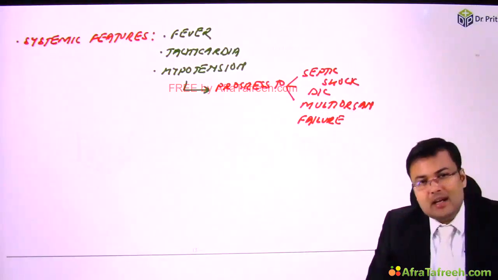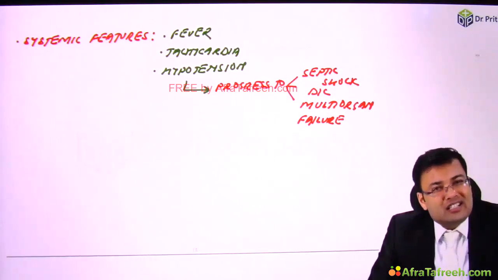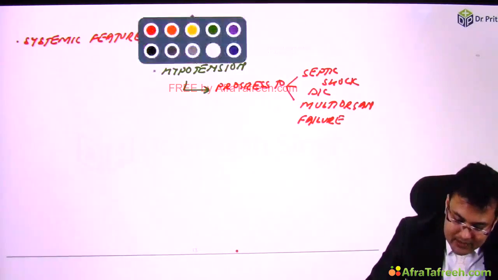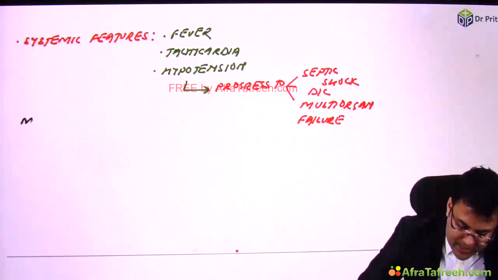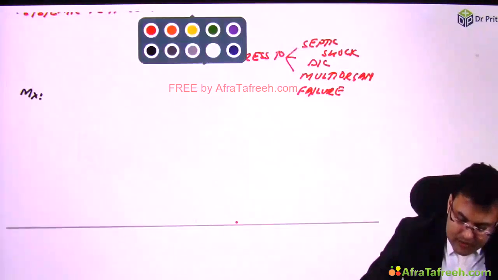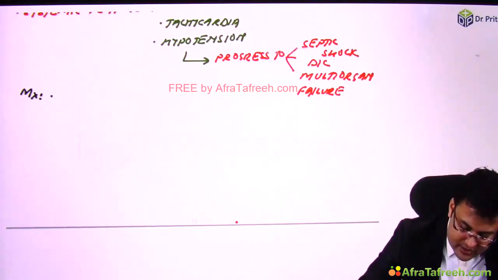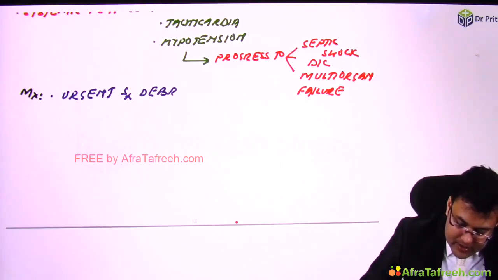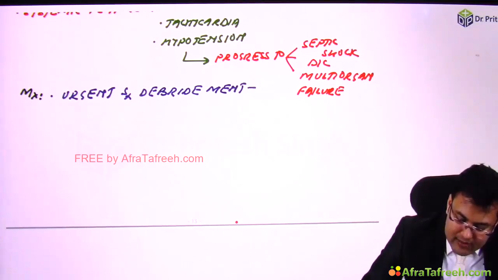Whenever these patients are coming, we have to go for urgent surgical debridement plus IV antibiotics. So, management, we go for urgent surgical debridement. Since patients are having hypotension, what else we have to give?